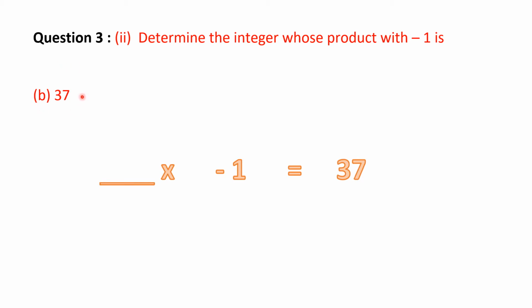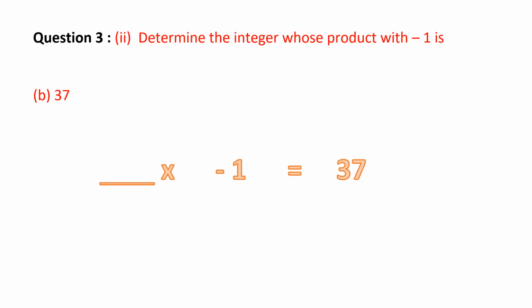37. Now we have to determine the integer whose product with minus 1 is 37. That is what we have to find out, because 37 is from the question. So we are told: determine the integer whose product with minus 1 is 37. Which number, when we multiply it with minus 1, gives 37?